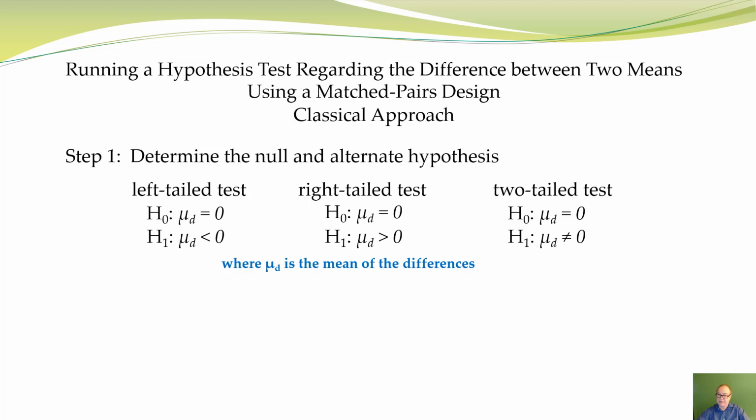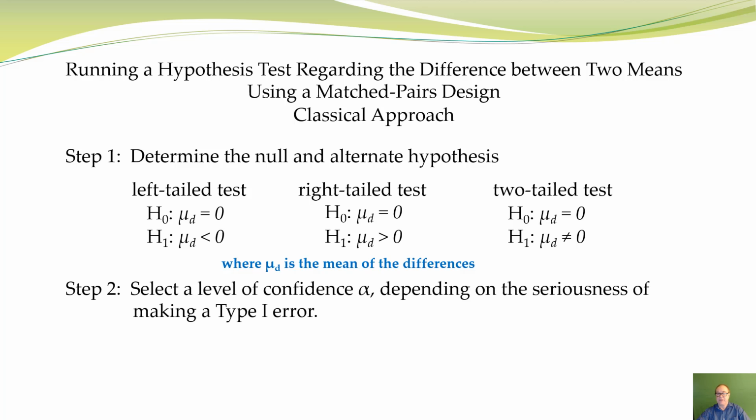Two-tailed test, you assume the mean difference is 0. There is no difference in the values of sample 1 and sample 2. The alternate would be there is a difference, so the mean difference is not equal to 0. So those would be your three tests using a matched pairs design.